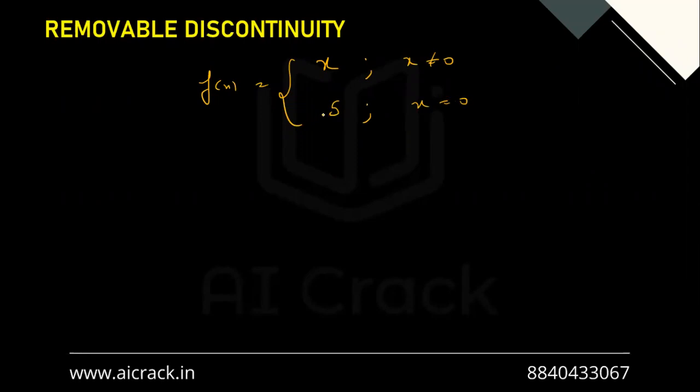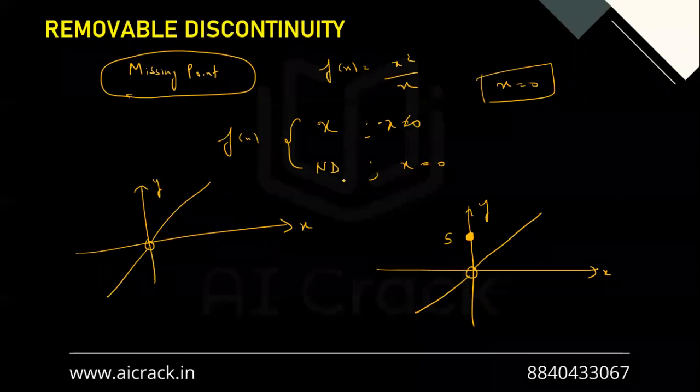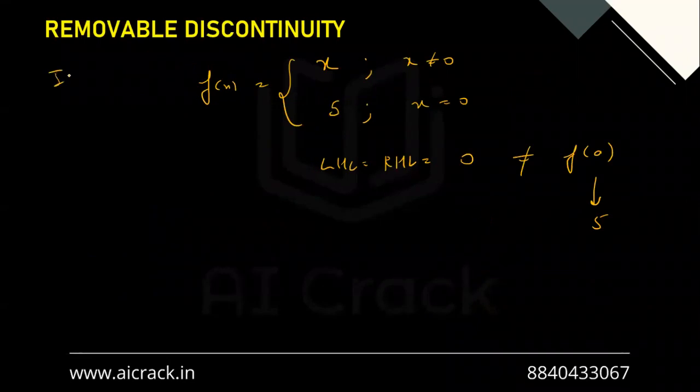Now the function is defined at x = 0, but it's different from the LHL and RHL. So basically LHL = RHL = 0, but that is not equal to f(0), which is 5. So in that case, we know that the point is not missing, but it's isolated over here. It's somewhere else. So this is the second type of discontinuity, which is the isolated type.